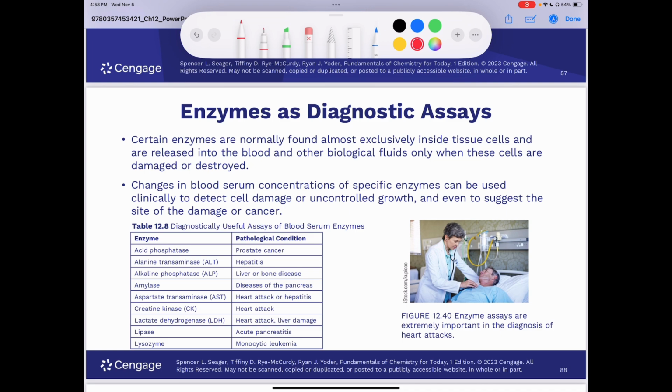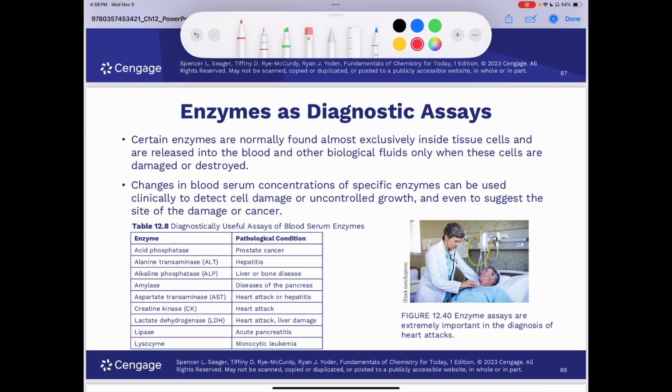However, blood serum levels of cellular enzymes increase significantly when excessive cell injury or destruction occurs, or when cell growth occurs rapidly as the result of something like a cancer. So, changes in blood serum concentrations of specific enzymes can be used clinically to detect cell damage or uncontrolled growth, like in a cancer, and even to suggest the site of the damage or a cancer.